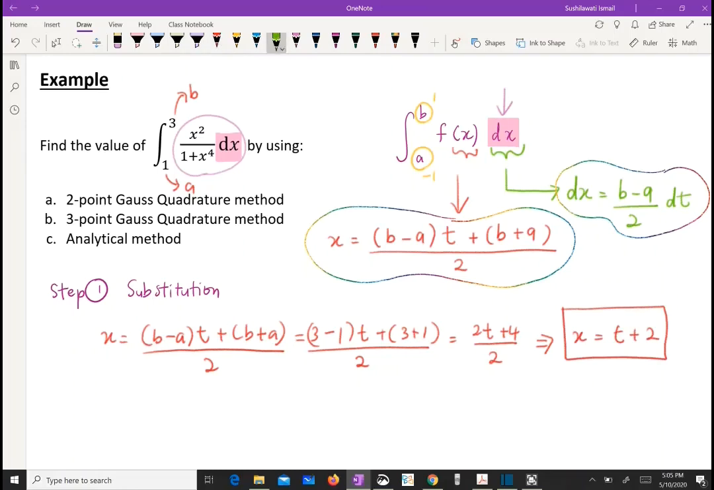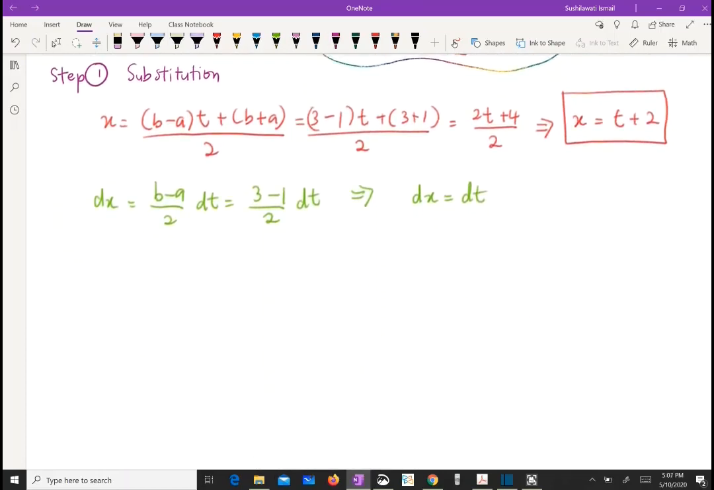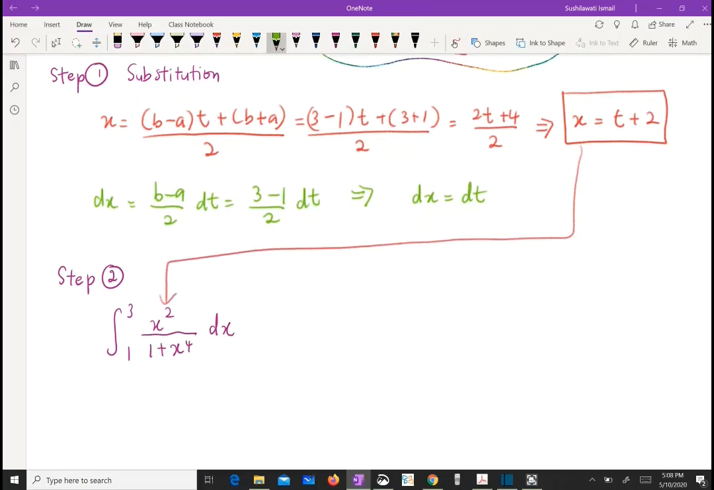For the second formula, dx equals b minus a over 2 dt. 3 minus 1 over 2 dt. Then we get dx equals dt. The second step is replace. Our integral is the integral of x to the power of 2 over 1 plus x to the power of 4 dx. Then we substitute the value of x into here and the value of dx with dt.